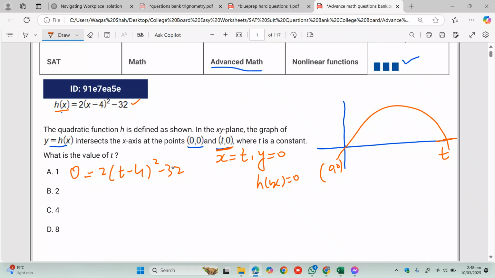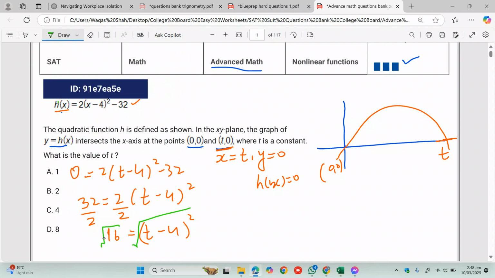To solve this, we'll shift this 32 to the left side, so that will become 32 is equal to 2 times (t minus 4) squared, and then we will shift this 2 to the other side by dividing both sides by 2. So that will become (t minus 4) squared is equal to 32 over 2, which is 16. If we take the square root on both sides, that will eliminate the square. The square root of 16 is 4, and the square root will cancel the square, so it will be t minus 4.